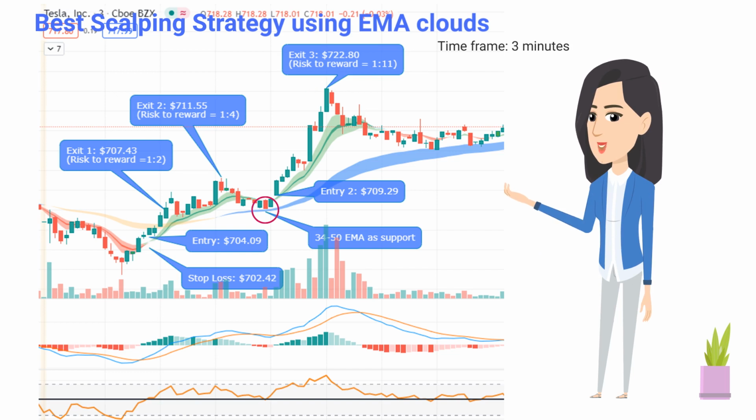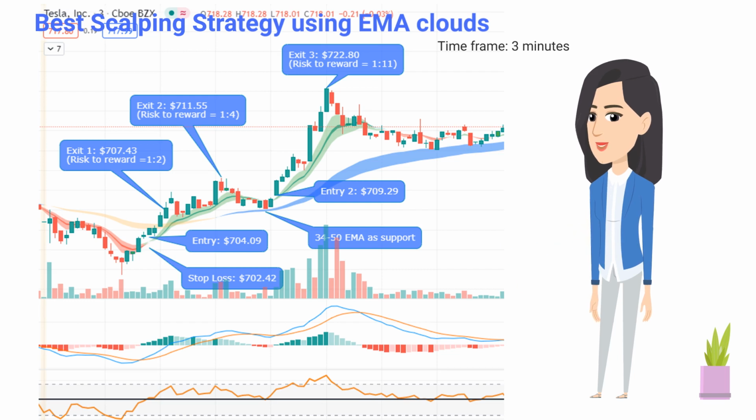Notice how the 34 and 50 EMA is acting as support level. When the stock approached the 34 and 50 EMA, it bounced right back and did not test the 34 and 50 EMA. If you are using tighter stop loss, you could get stopped out here when this candle is closed below the 5 and 12 EMA Cloud. This would still be a winning trade.